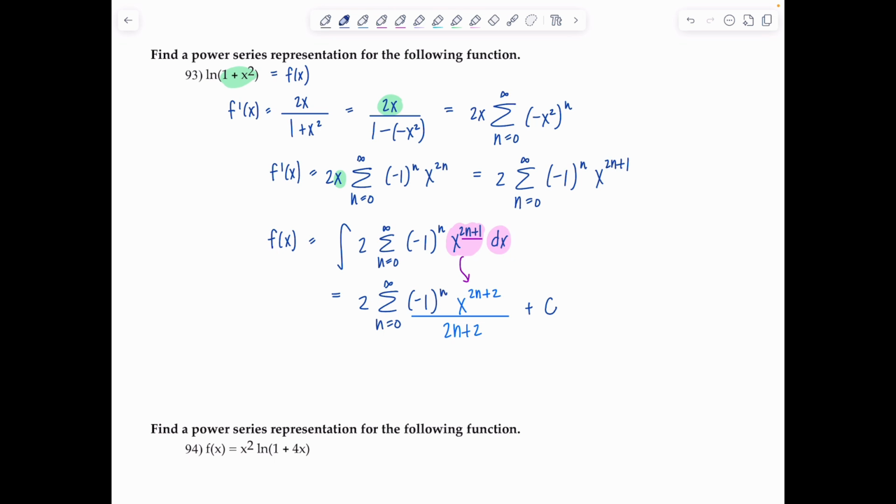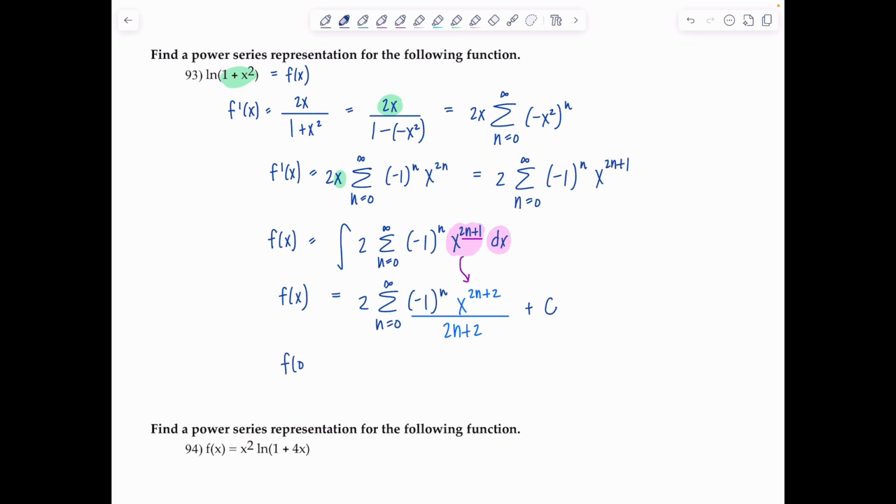Okay, great. Now, how do I find c? Well, you look at where your power series is centered. In this case, it's just centered at 0. Remember earlier when we were finding radius of convergence and we had x minus a? So if you don't see plus or minus something, then it's just centered at 0. That means I'm going to substitute in 0 for x here and here to solve for c.